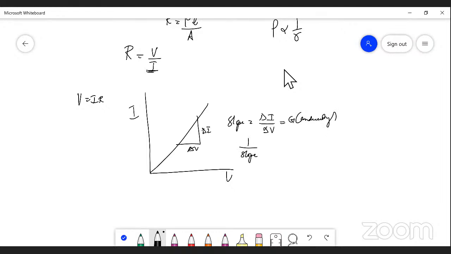I'm sorry, this will give you conductance, not conductivity. G, conductance.